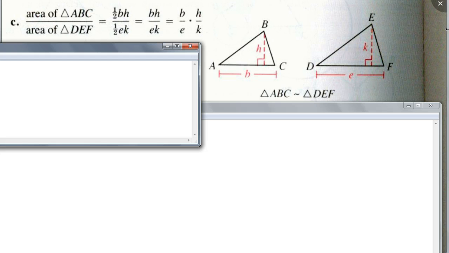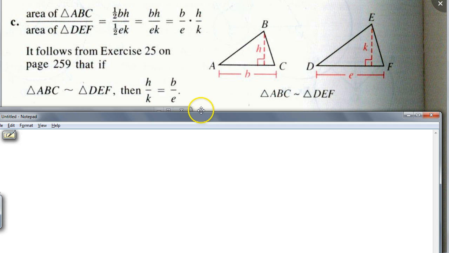Wait a minute. We know that the two triangles are similar, and what do we know about corresponding sides of the similar triangles? They're in proportion, and we also said that the heights are also in proportion, right? Okay. So, Kenneth, can you tell me what ratio B to E is equal to? H to K. H to K is correct.